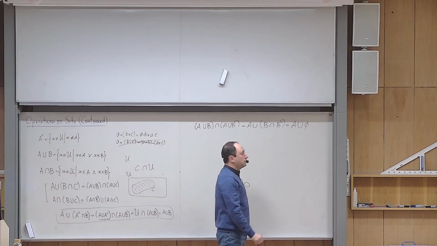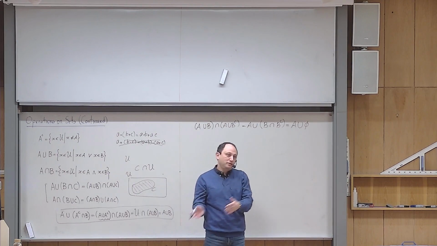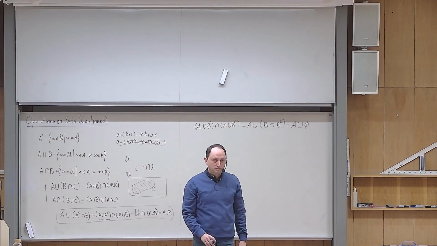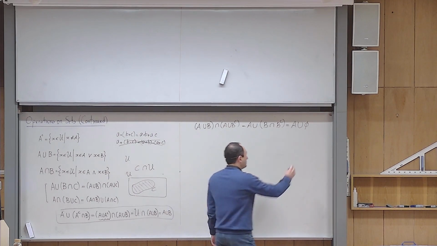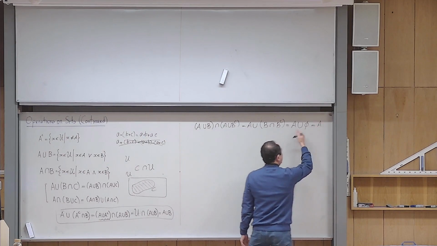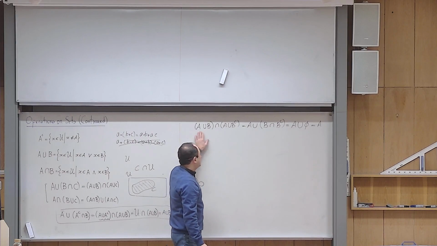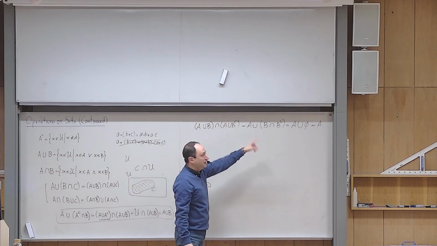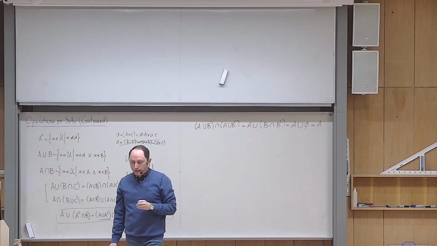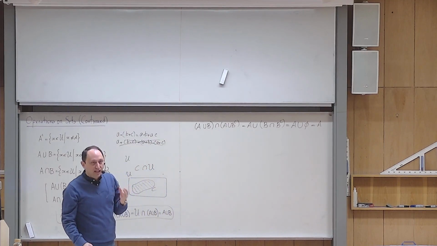And then A union the empty set. If you append the empty set to a set, what do you get? The set itself. Yes, so it becomes A. So that's also fun, you see. So you were able to simplify this expression. This expression is more complicated than A, but they are equal. So this is called a set algebra.